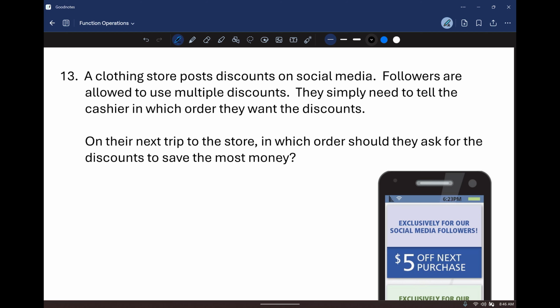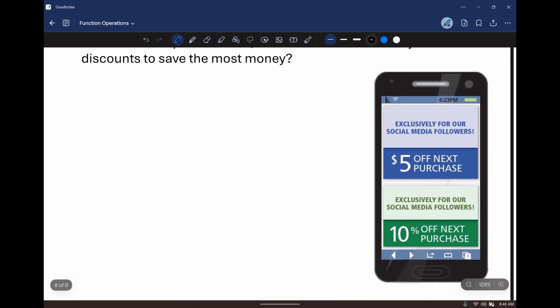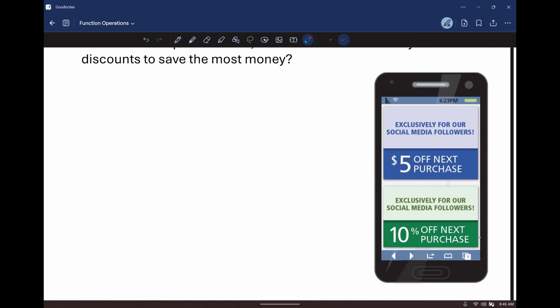All right, so I know that I have 2 coupons. One of them is $5 off my next purchase. The other is 10% off the next purchase. Now, if you use some common sense here, you would figure out that you really do need to do 10% off first because you'd be taking 10% off a larger amount and then take your $5 off.